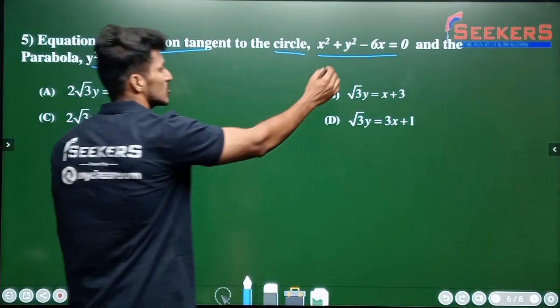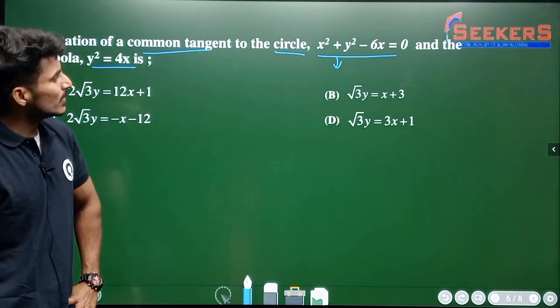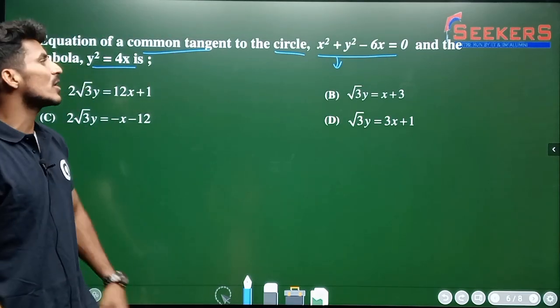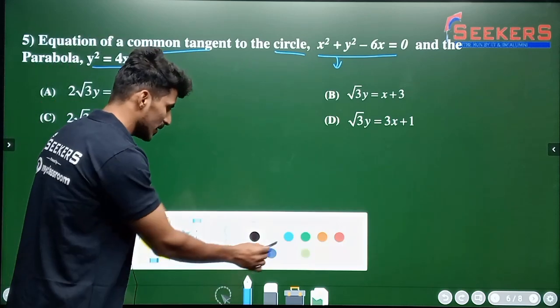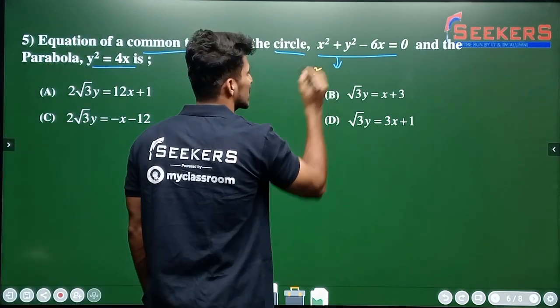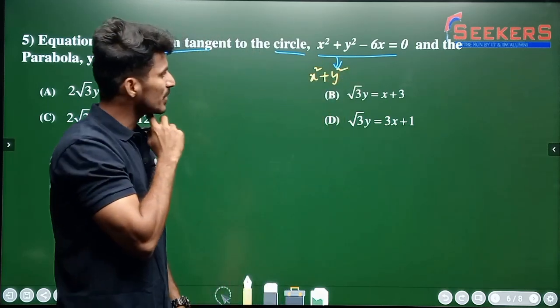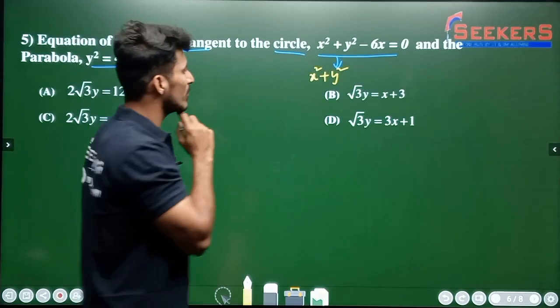Alright, let us write here. First of all, let us write this circle equation properly. What is given? x square plus y square minus 6x is equal to 0. Alright, so now let us try to modify the circle equation. How can we modify? x square plus y square. So let us make it a proper general equation of circle form.